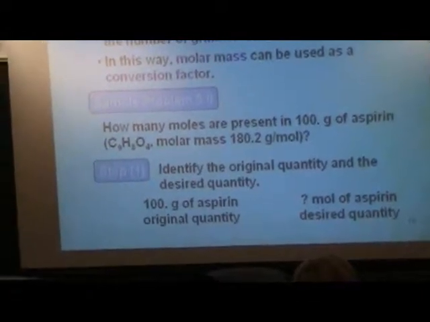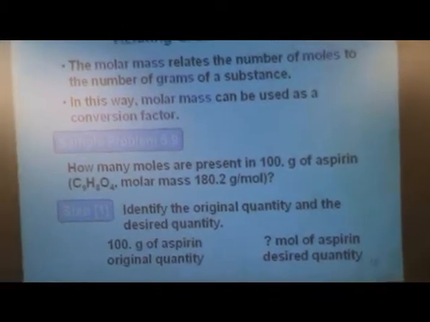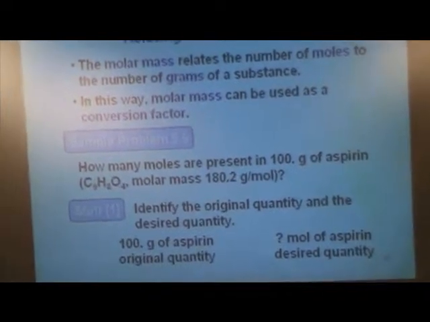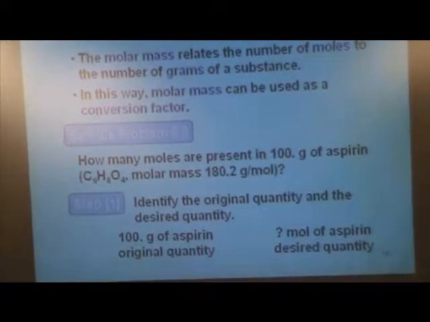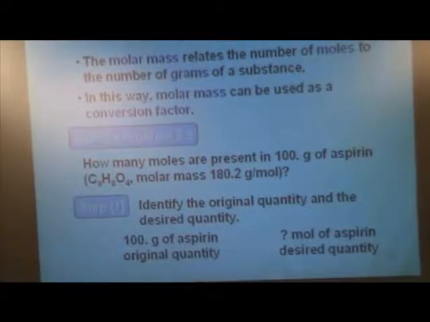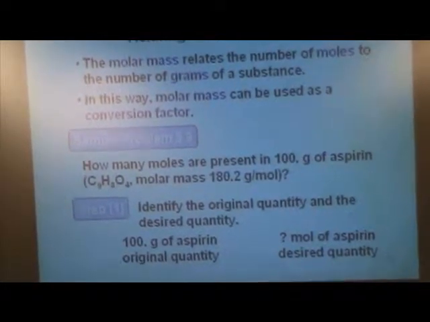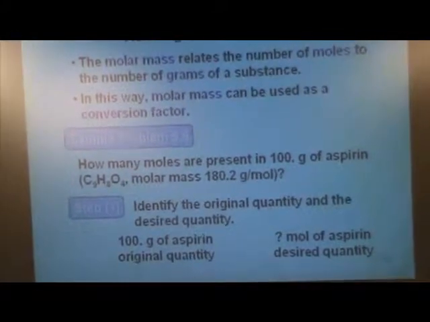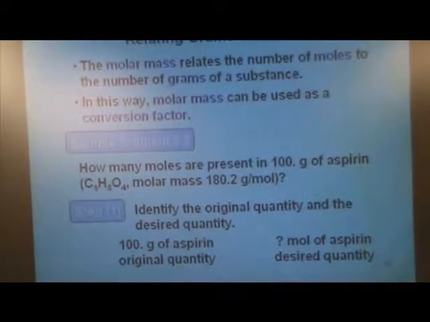If you divide 100 times 1 divided by 180.2, what do you get? Give me the accurate answer. 0.56. So 0.56 mole of aspirin, right? Yes.